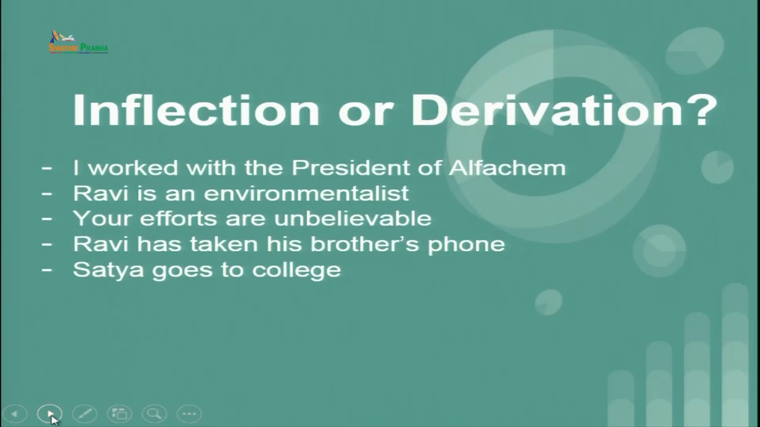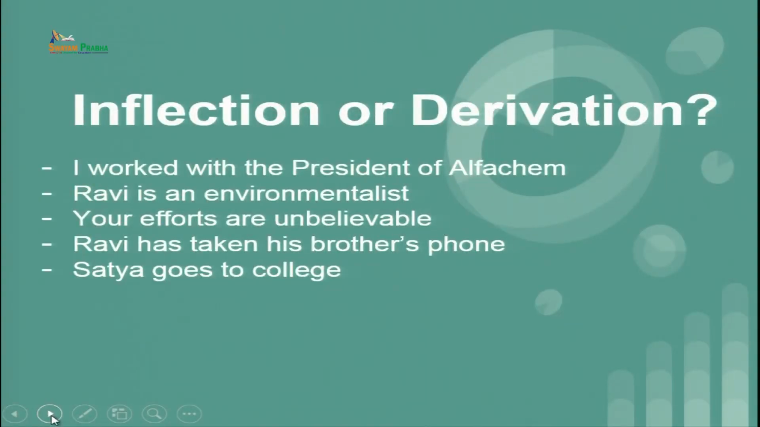To make you more clear, to make you develop the understanding of inflection and derivation, let us quickly do this activity and find out whether the words in these sentences are inflection or the process of derivation. I worked with the president of Alpha Chem. Think of this word and see that worked is the word that we can encounter here. So, worked is the process of inflection.